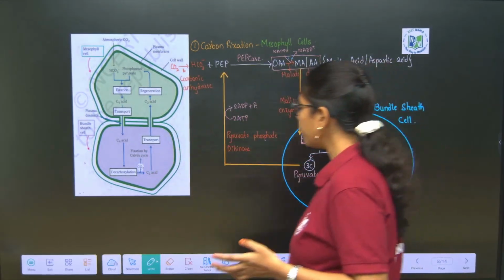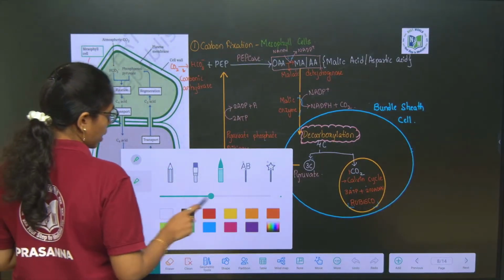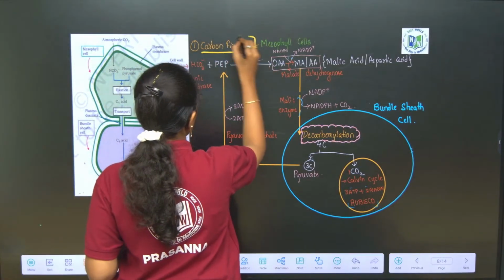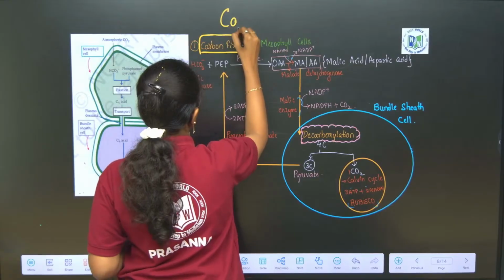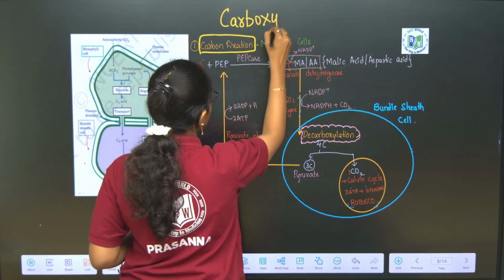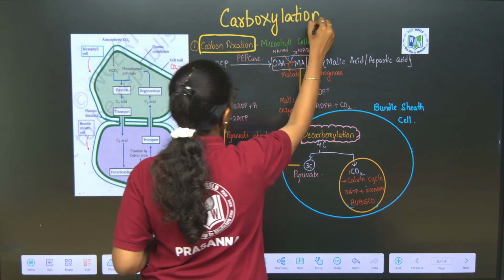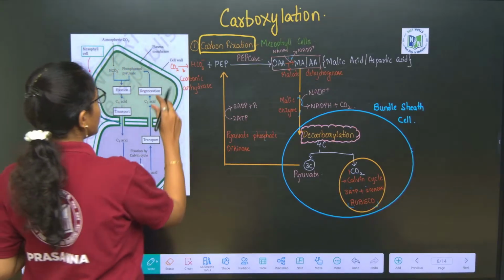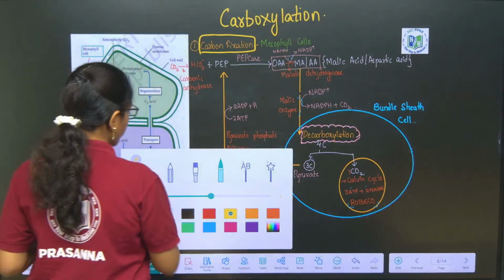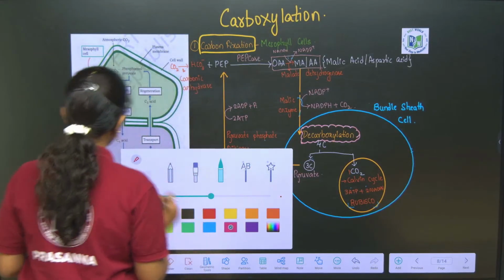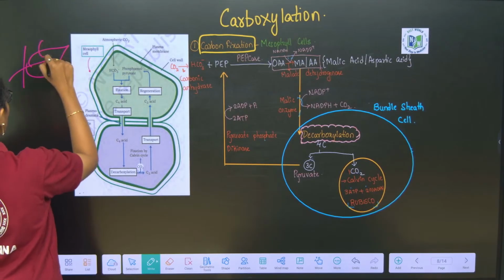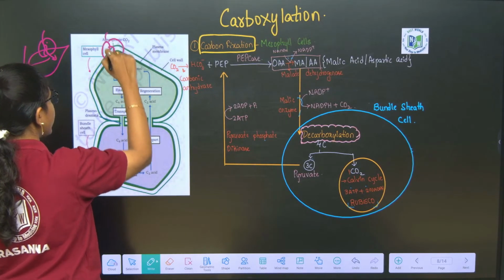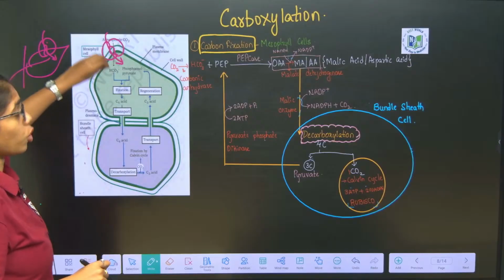So, here if you see in the C4 cycle, first is carbon fixation. C4 cycle first step is what? Carboxylation or carbon fixation, which is happening in the mesophyll cells. What happens here? First carbon dioxide will enter into the mesophyll cell. We know, right? If you consider this as a leaf, how does carbon dioxide enter into the leaf? Through stomata. Through stomata, carbon dioxide enters into the mesophyll cell, inside the chloroplast stroma.